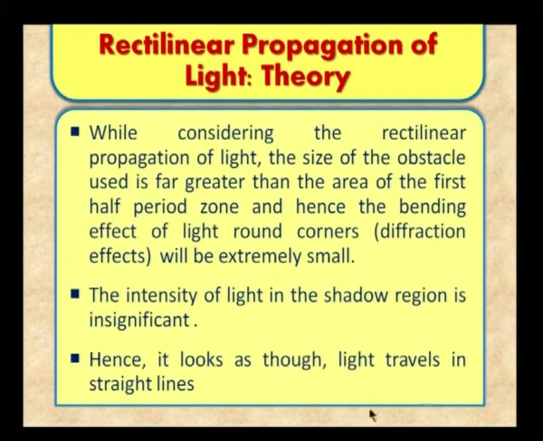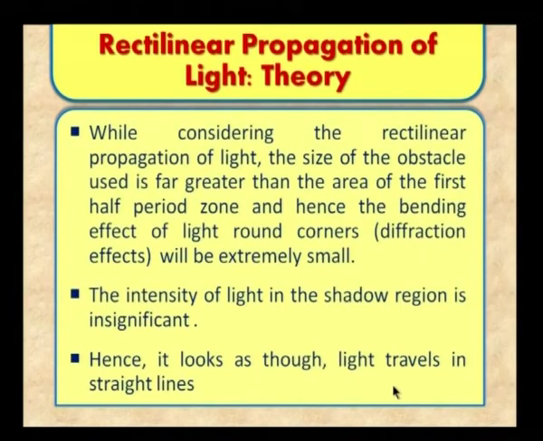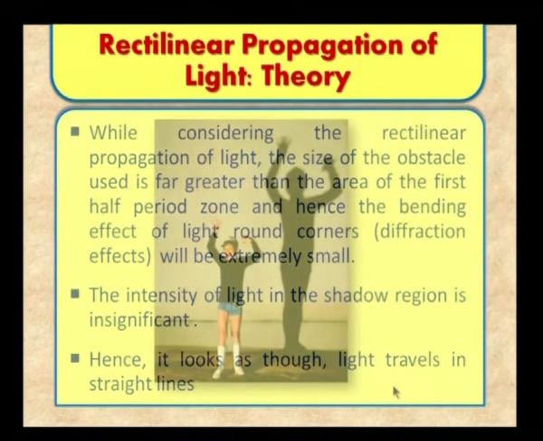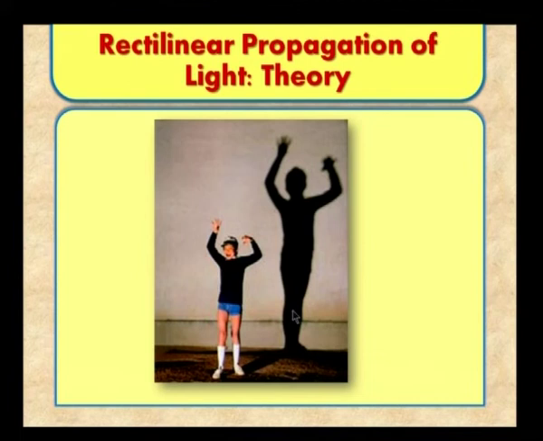Hence, it looks as though light travels in straight lines, because the shadow is formed and the intensity inside the shadow is insignificant, it is very small. That is why you observe a shadow or darkness. I think this point should be made clear. I will go back to my old slides. A person standing, you get an image, but the point is, light really bends around the obstacle or the boy, but the intensity is so small, and it appears to be dark.